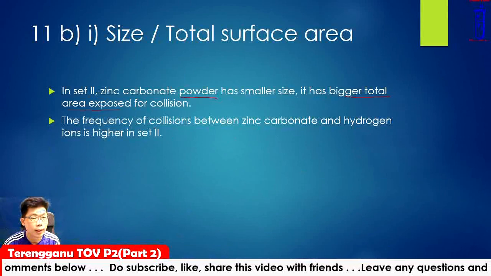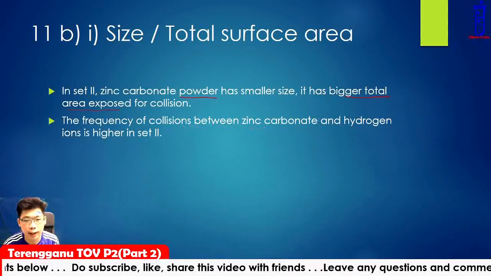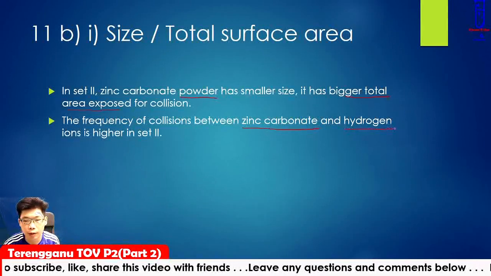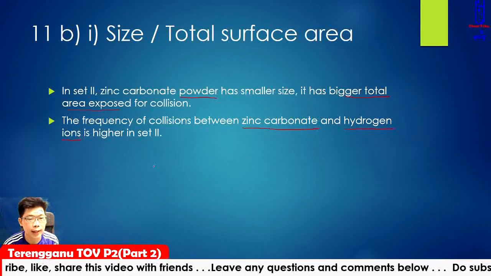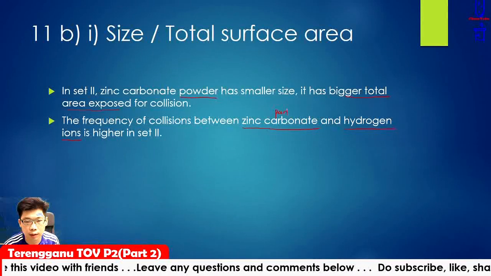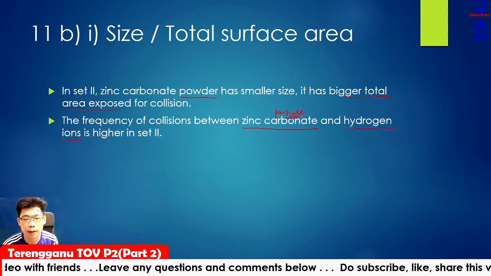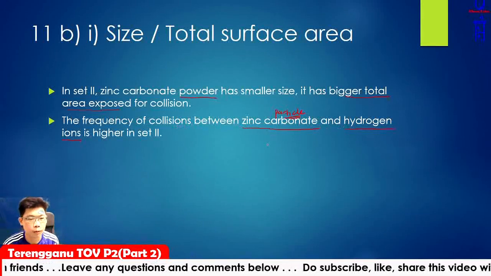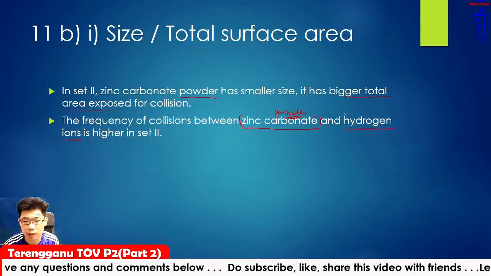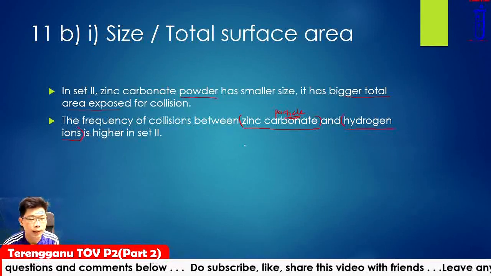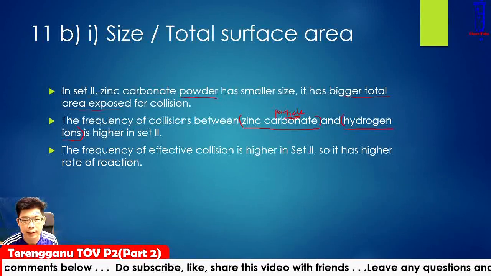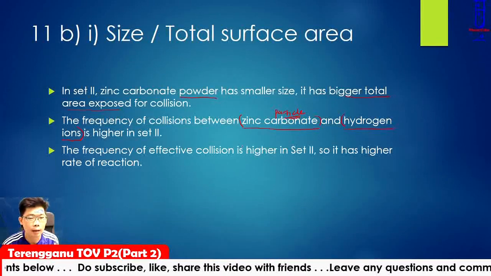After that, the frequency of collisions between, here you have to mention the particles correctly, zinc carbonate and the hydrogen ions from the acid, is higher in set 2. If you just write "particles" here, you cannot get any marks for this point number 2. So you have to mention the particles correctly, specify it. After that, the frequency of effective collisions is higher in set 2, so it has a higher rate of reaction.